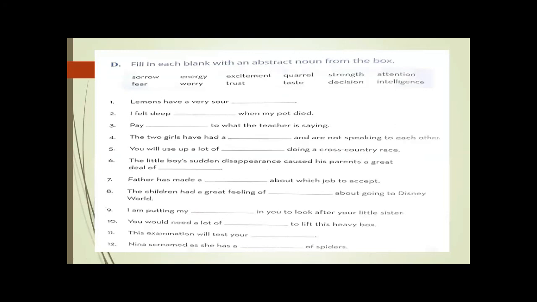This is workbook page number 8. The words are given to you: sorrow, energy, excitement, quarrel, strength, attention, fear, worry, trust, taste, decision, intelligence. So these are all the nouns, and you have to select the correct abstract noun for each sentence. The first one: lemons have a very sour what? Yes, taste. Lemons have a very sour taste. The first one is taste. Then you will do the rest of the 11 sentences.